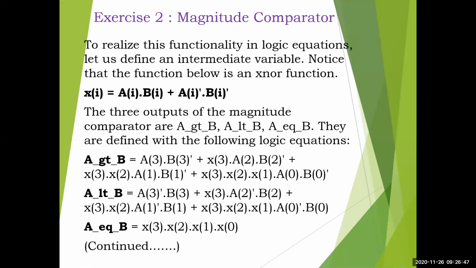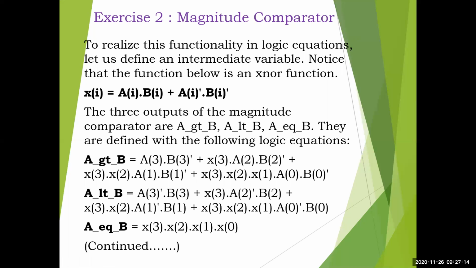Now the answer is simple. Wherever i is there, you have to substitute 0, 1, 2, 3: x of 0, x of 1, x of 2, x of 3, because i is 0 to 3 for a 4-bit magnitude comparator. This is already given ready-made. Wherever complement is there, you will use negation. Wherever multiplication is there, you will use AND. Wherever plus is there, you will use OR. So the answer is ready.